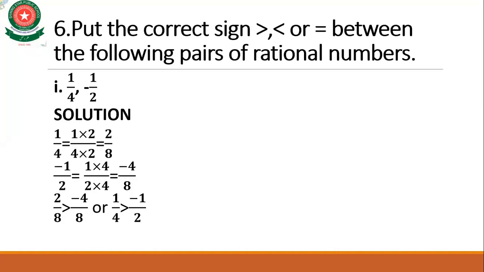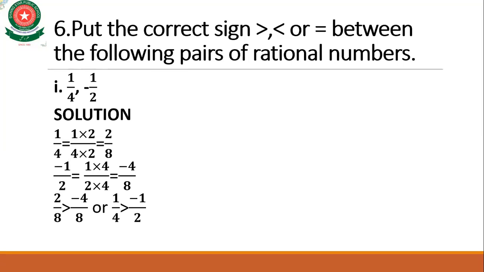Now, question number 6. Put the correct sign, greater than, less than, or equal to, between the following pairs of rational numbers. Part number 1, 1 by 4 and minus 1 by 2.